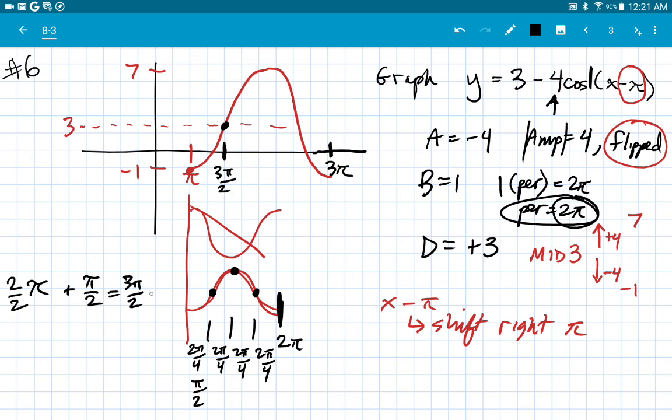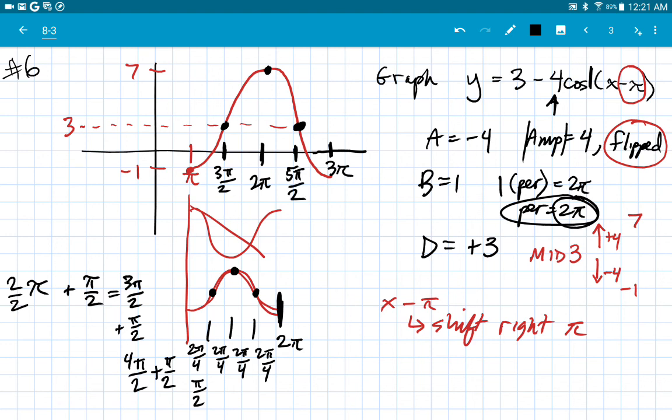Then from 3 pi over 2, I add another pi over 2. So 3 pi over 2 plus pi over 2 gives us 4 pi over 2, which is the same thing as 2 pi. So at this location, I will be at 2 pi. Once I'm at 4 pi over 2, I can add another pi over 2, and that'll bring me to my next location right here. So 4 pi over 2 plus pi over 2 gives me 5 pi over 2. This part right here is 5 pi over 2.